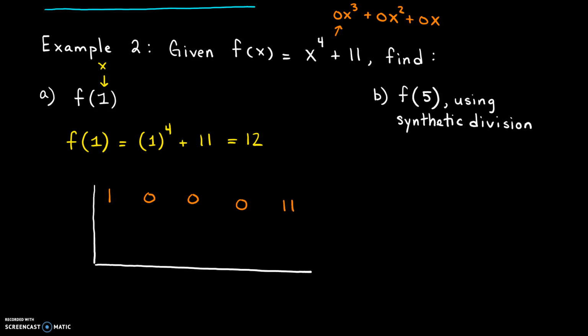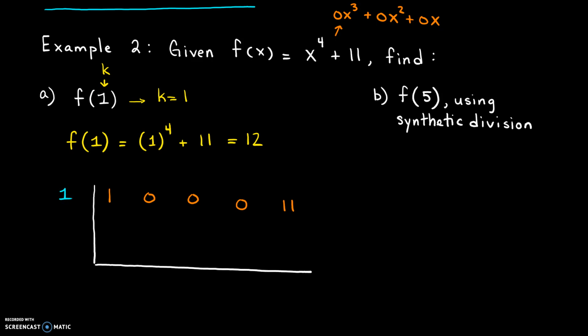Now what I'd like you to do is, instead of thinking about x being 1, let's think about this as our k value. In other words, k is equal to 1 for us. And just remember that the divisor, when we divide, is in the form of x minus k. So this value here, this 1, is going to go outside this box here that we've created.